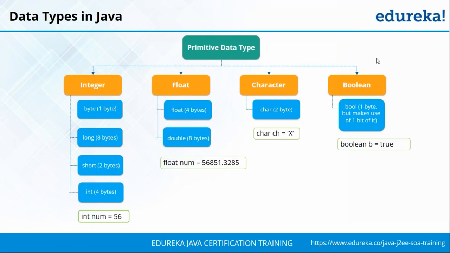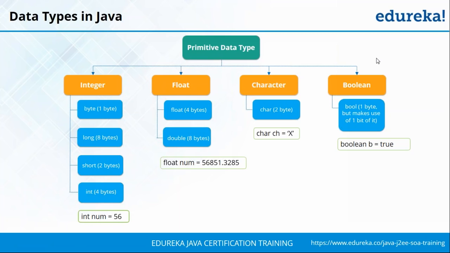Okay, so Divya is asking me what will happen if I store a decimal value inside integer. So good question, Divya. What happens is that if you initialize a number to be integer and you're going to be storing a decimal value inside that, let me tell you this. So if let's say int num is equal to 56851.3285, then the decimal point value will be discarded and only 56851 will be stored inside that number. Are you clear, Divya? Alright.